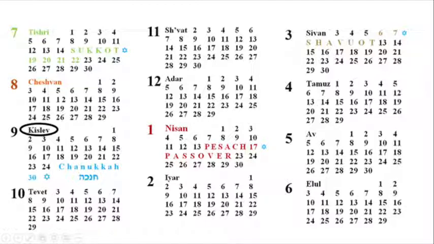and Kislev falls usually November, December, and Hanukkah is in Kislev, Kislev 25. In fact, Kislev 25, I have a video on the Sukkot, Jesus' birthday. Jesus, the light of the world, is conceived on Hanukkah, the festival of lights. You can look into that, but it's true.